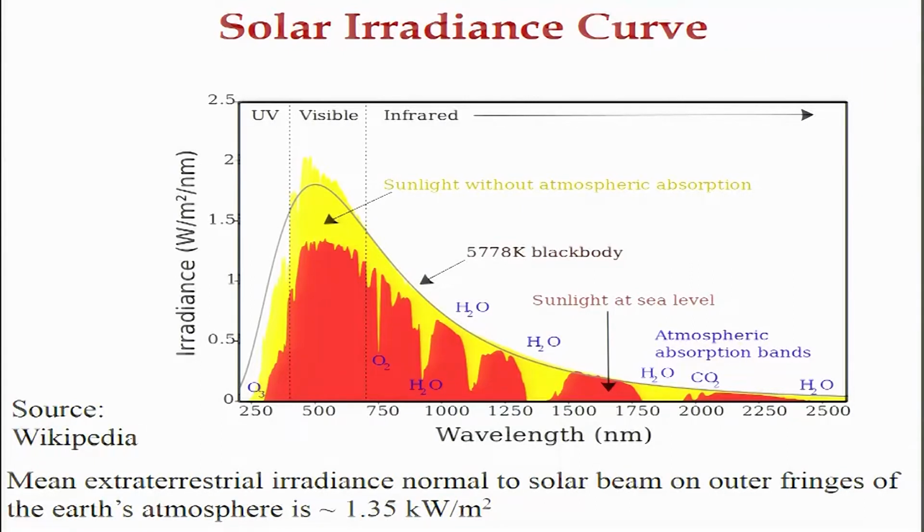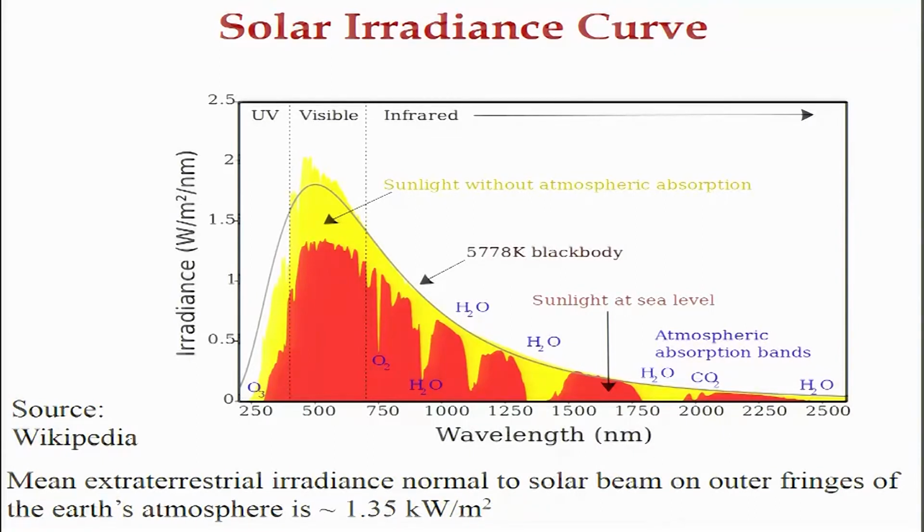So, it has various components. You can see that the black line depicts the radiation which is emitted by a black body at about 6000 Kelvin, to be precise it is about 5778 Kelvin. The energy under this black curve has various contributions. The yellow part is the sunlight without any atmospheric absorption, the energy which is not absorbed by the atmosphere.